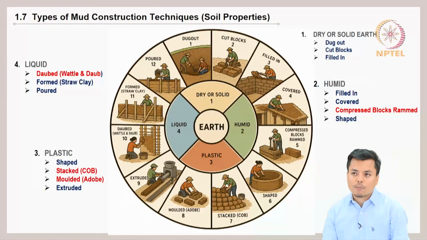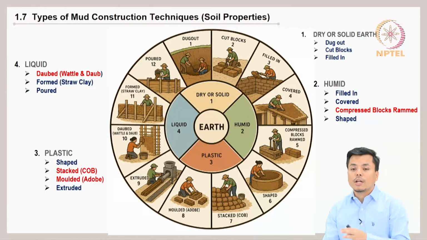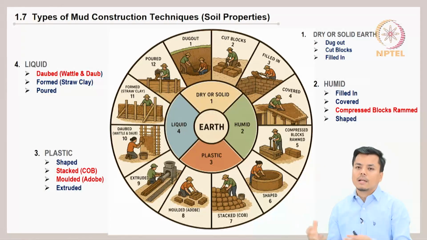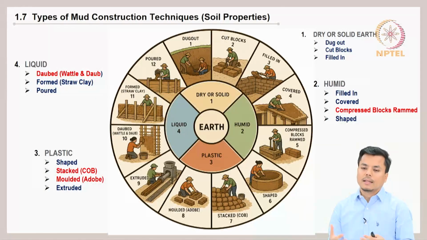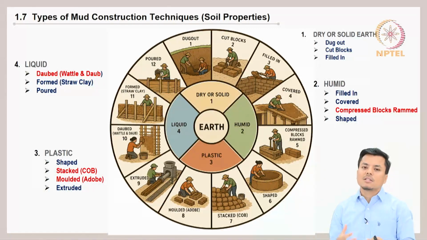And then also based on soil property, if the earth that is available in your site is too dry or very solid in nature, then what type of construction is possible? It is basically dug out, cut blocks or filled in type of earth construction. If it is very humid, that is too much of the earth is available in a humid location, then over there filled in, covered, compressed blocks or rammed earth construction or shaped type of construction is possible. Then in areas where the soil clay content is very high, especially in Indo-Gangetic plains, the plasticity, because of high content of clay, the type of earth based construction that is possible is shaped, stacked, that is cob wall, and molded, that is adobe wall, and then extruded form of construction, that is mostly compressed stabilized block.